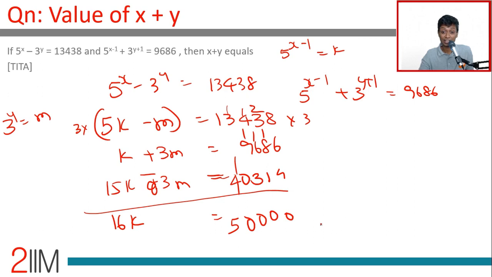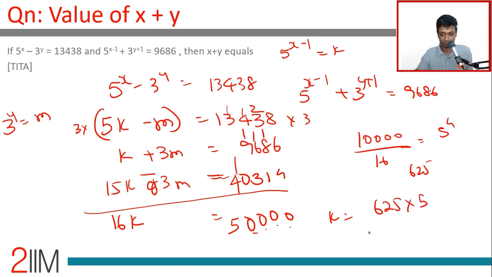16k is 50,000. We can divide this by 16 wonderfully. 10,000 by 16. This is 10^4 by 2^4. It's 5^4, 625. Or k is 625 into 5. This is 5^5. 5^(x−1) equals k, or x is 6.